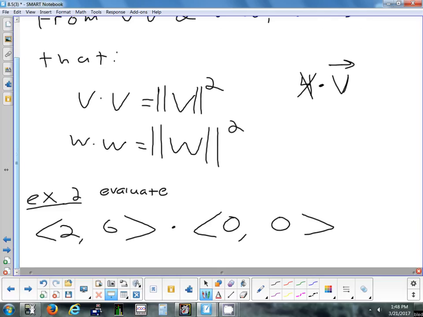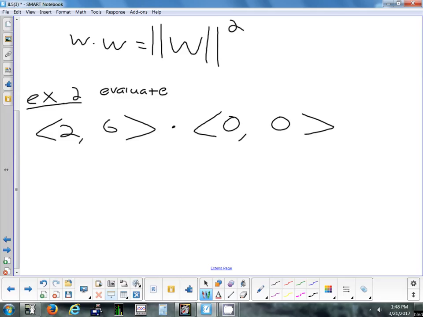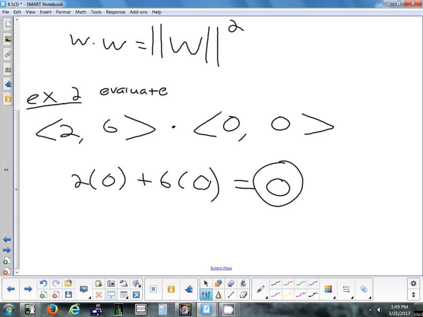All right, so here's another one. This time I didn't write it in ij notation. What am I going to get when I find the dot product between those two vectors? 0. Good. 2 times 0 plus 6 times 0. And that gives me 0. Is that 0 the number, or is that 0, and I should have an arrow on top of it, the vector? 0 the number, right? Because when you do a dot product, the answer is always a number, not a vector.